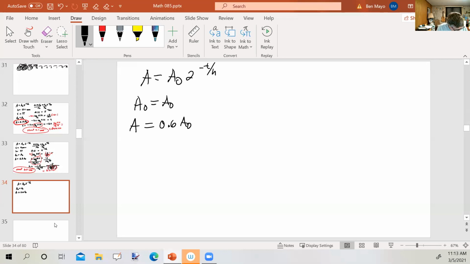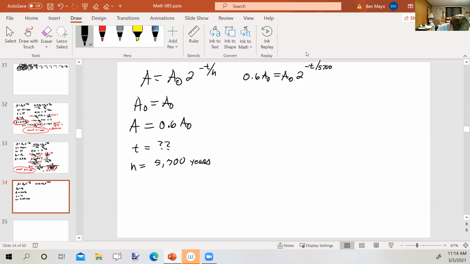We're supposed to find out the time, and the half-life is 5,700 years. All right, so our equation becomes 0.6 a sub 0 equals a sub 0 times 2 to the negative t over 5,700 years.